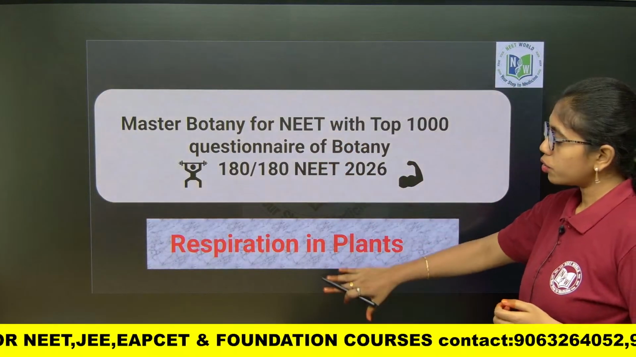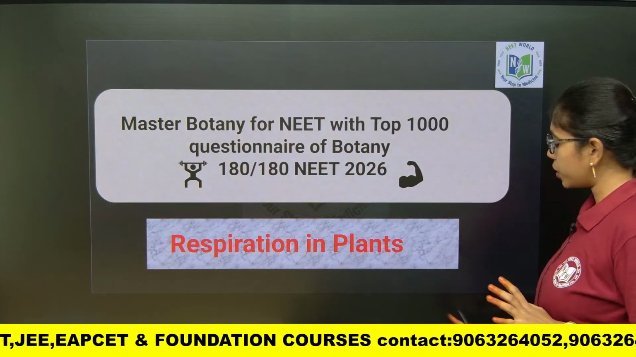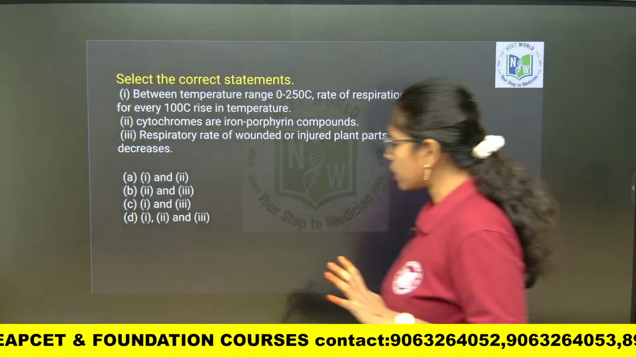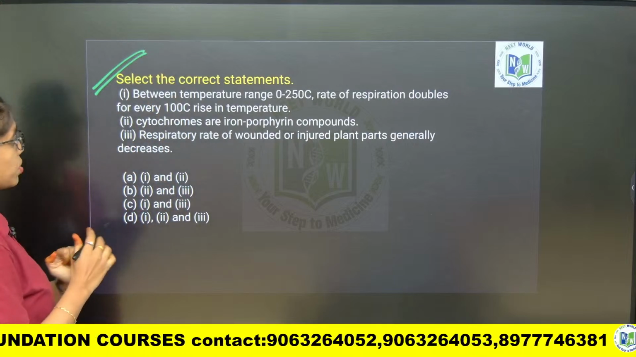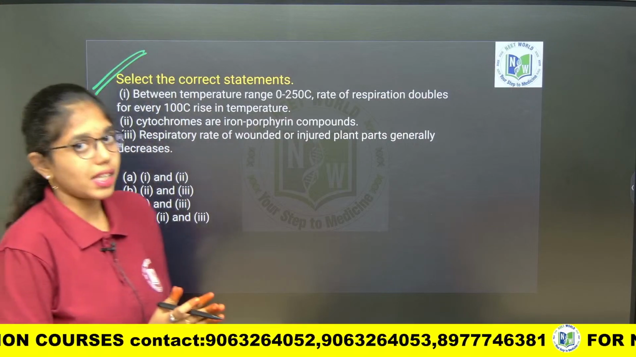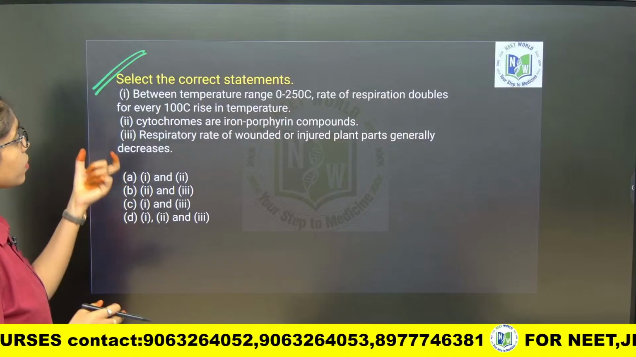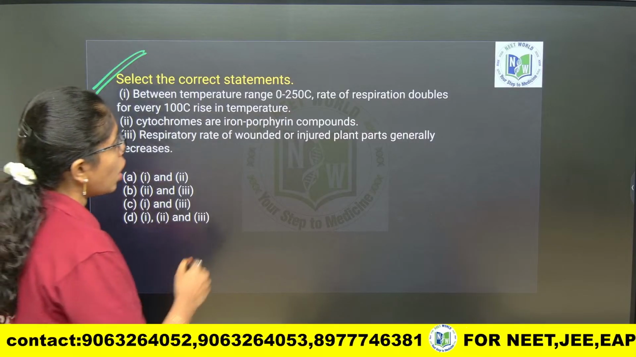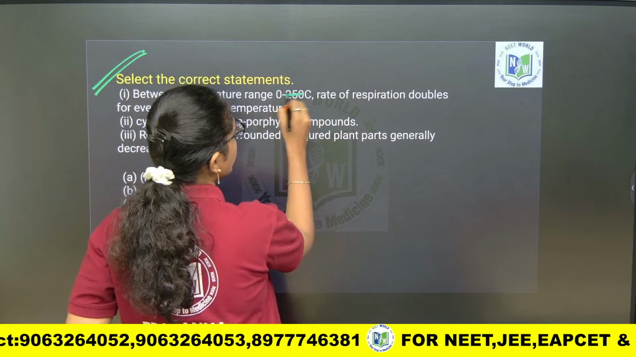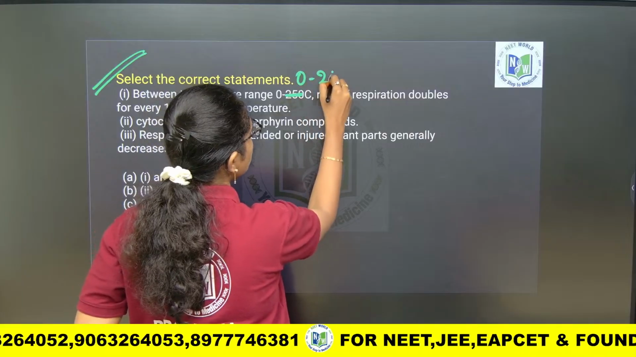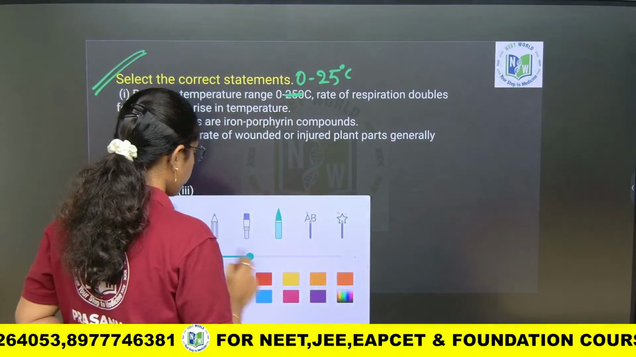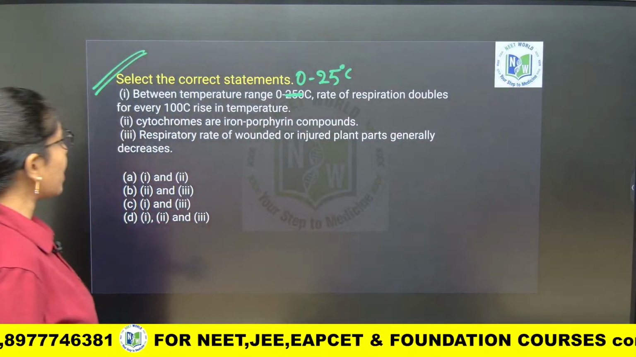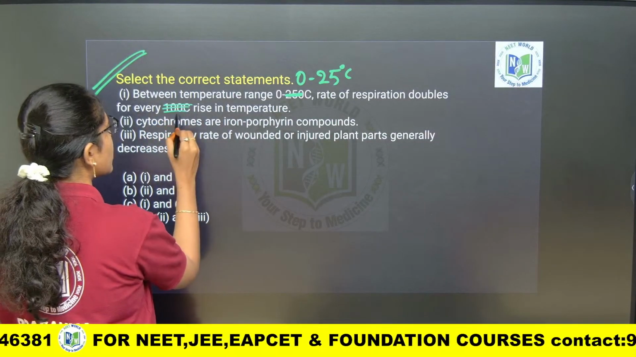So here today we are going to deal with respiration in plants. First, let us exercise each and every question. First question, if you see beta, select the correct statements he is asking you. Between temperature range of 0 to 25 degrees Celsius, rate of respiration doubles for every 10 degrees Celsius rise in temperature.